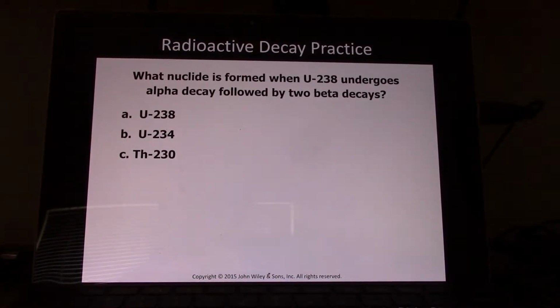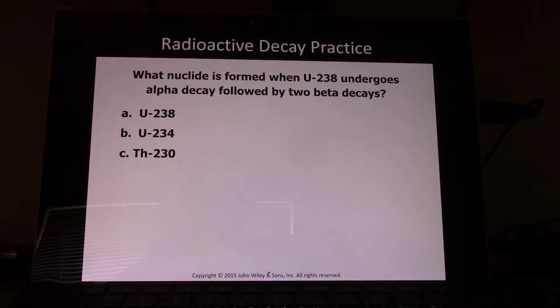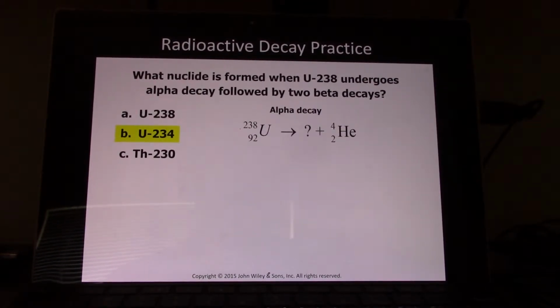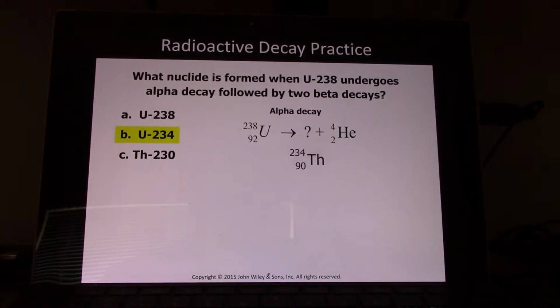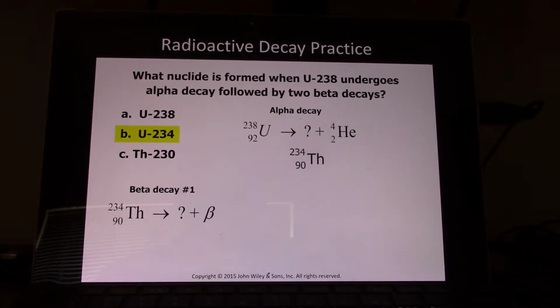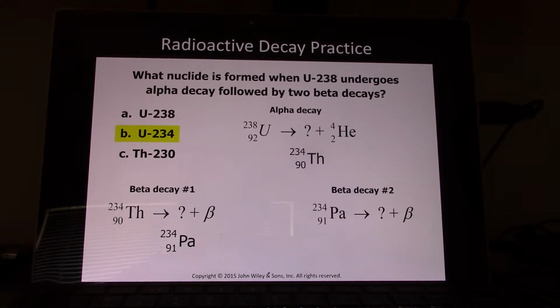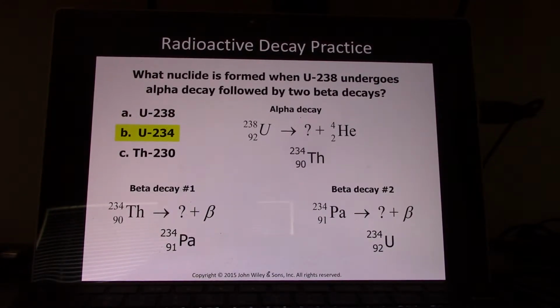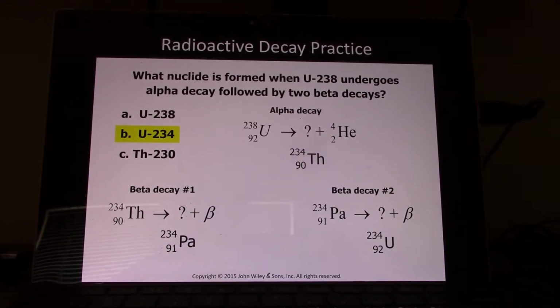So which nuclide is formed when uranium-238 undergoes alpha decay, followed by 2 beta decays? Well, if you do an alpha decay, we lose 4 in the atomic mass and 2 in the atomic number, getting to thorium-234. But now there's 2 beta decays, which means 2 neutrons become protons, pushing us back to uranium-234. So we started with uranium-238, and now we're at uranium-234.